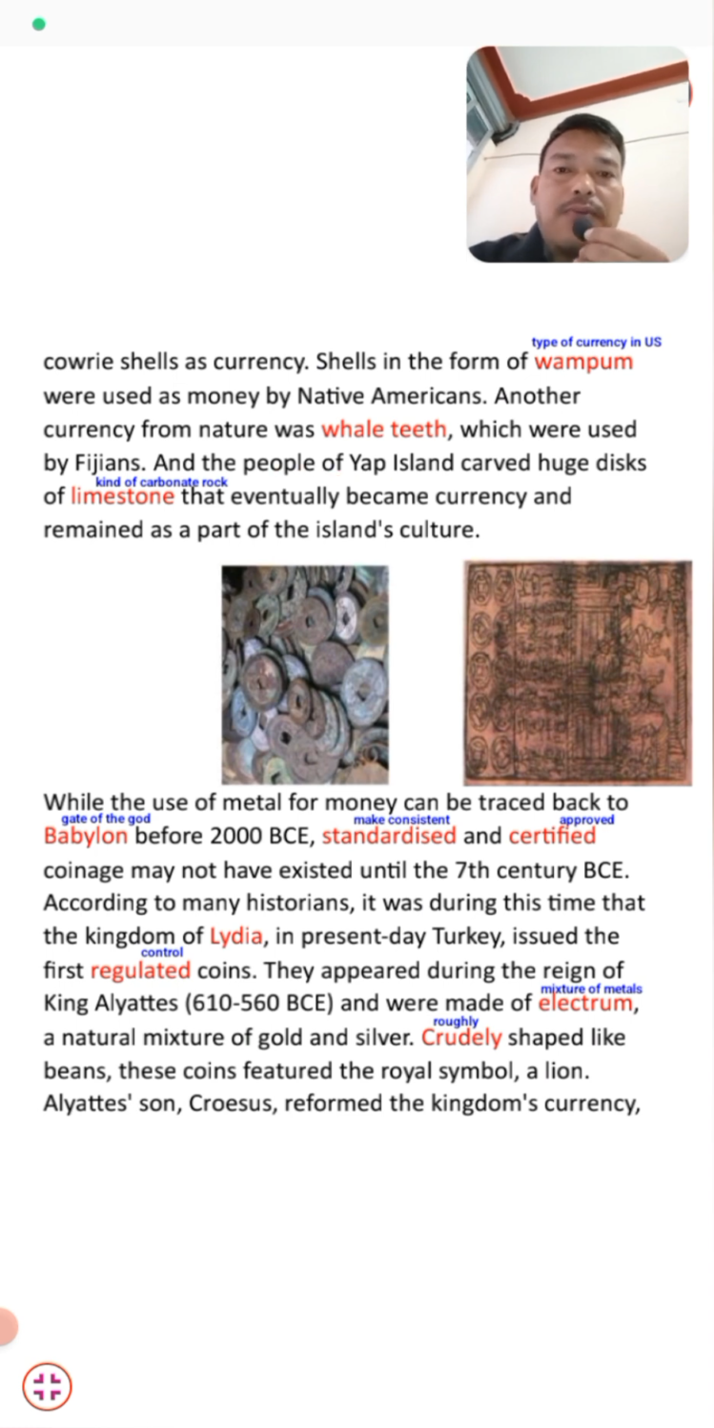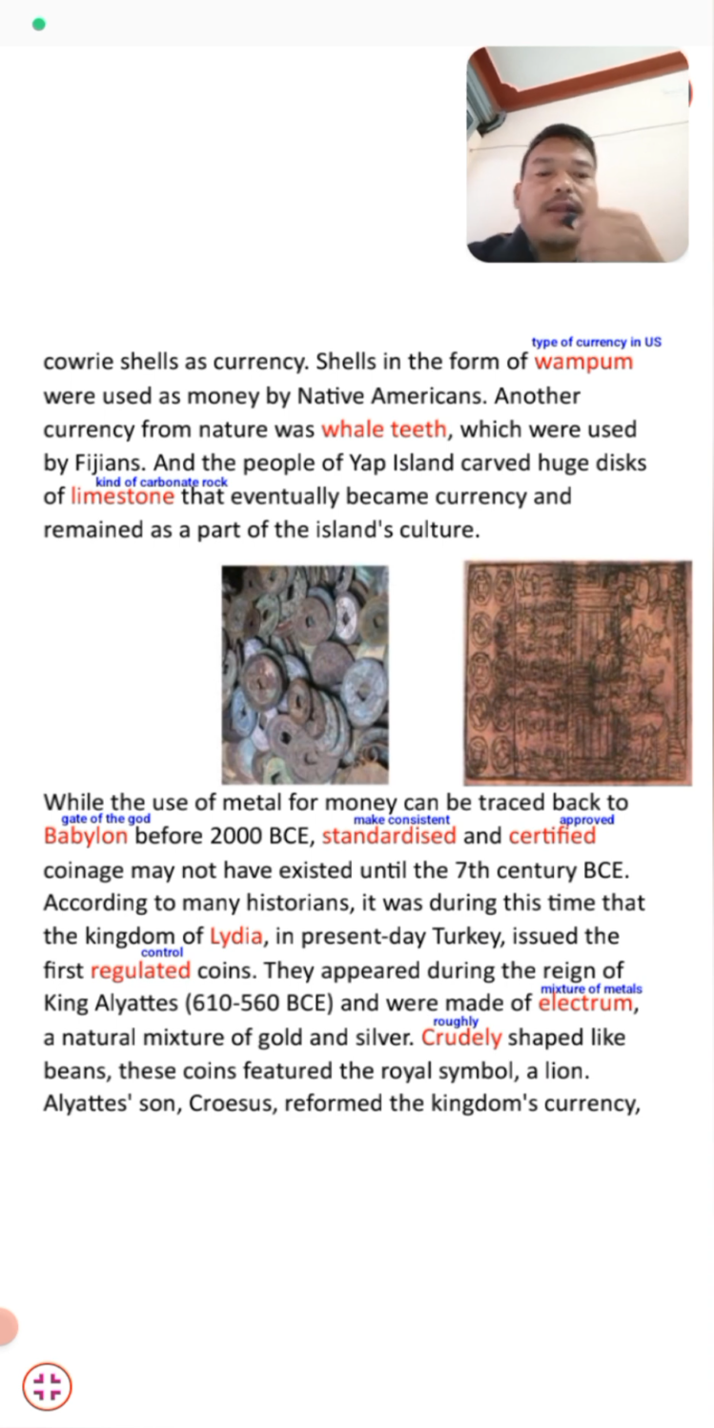And the people of Yap Island carved huge discs of limestone. Limestone, students, is a kind of carbonate rock. It's a rock that eventually became currency and remained a part of the island's culture. Yes, students, the people of Yap Island created a large slice, a large piece of limestone, which became money and remained part of the island's culture.